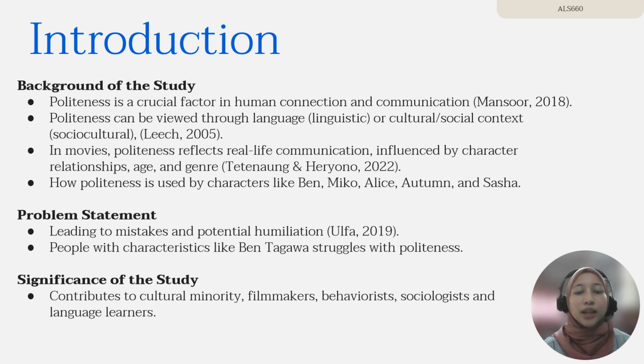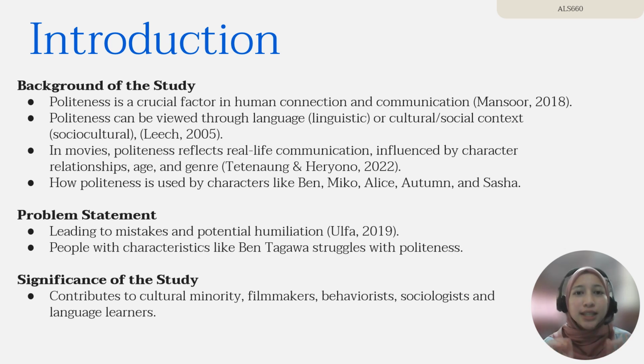Autumn and Sasha. Then moving on to the problem statement, politeness is not just about using the right words, it's about knowing your context. What's polite in one culture or situation might be seen as rude or inappropriate to another culture. So not everyone is able to distinguish what's polite and what's not. This often leads to misunderstanding where people unintentionally offend others. And in this case, Ben is often critical and dismissive towards himself, towards others, towards everyone in his community. His existence in the film actually highlights a common struggle many people face when navigating social interactions.